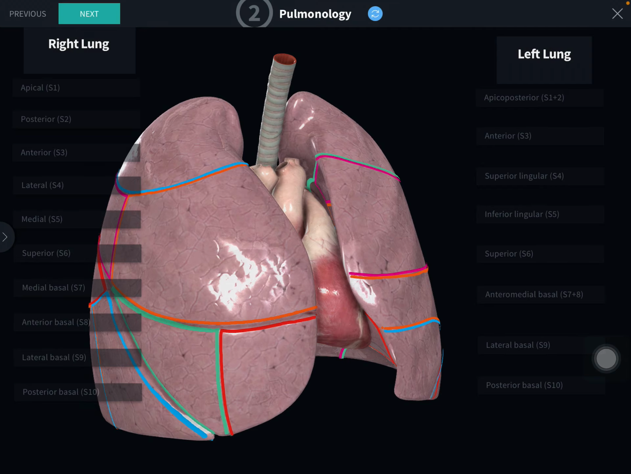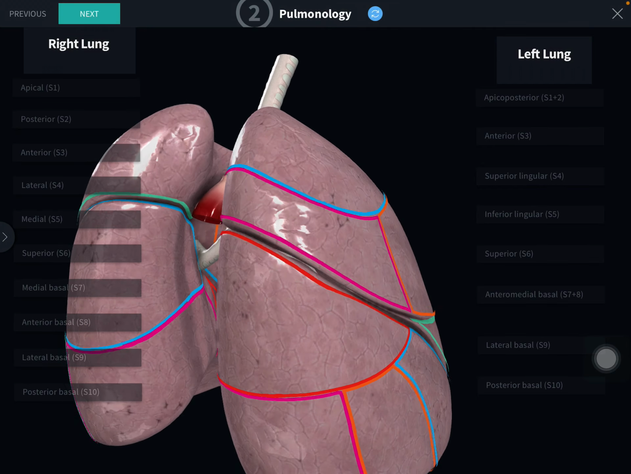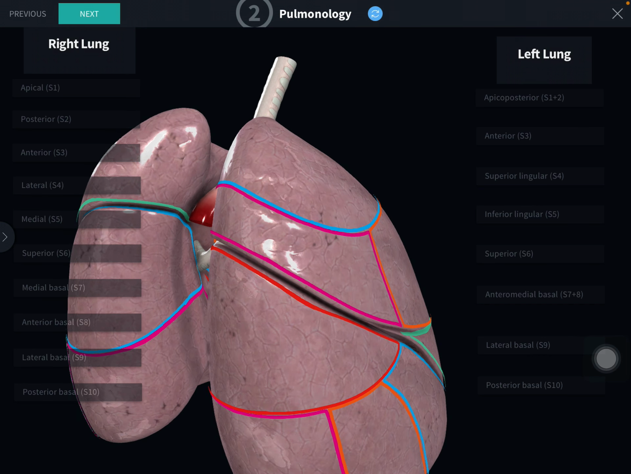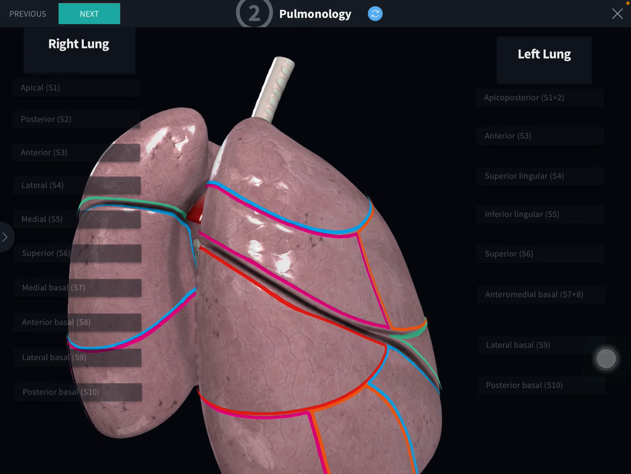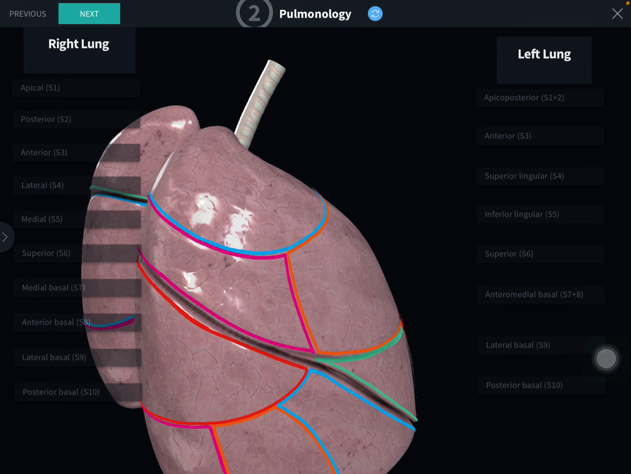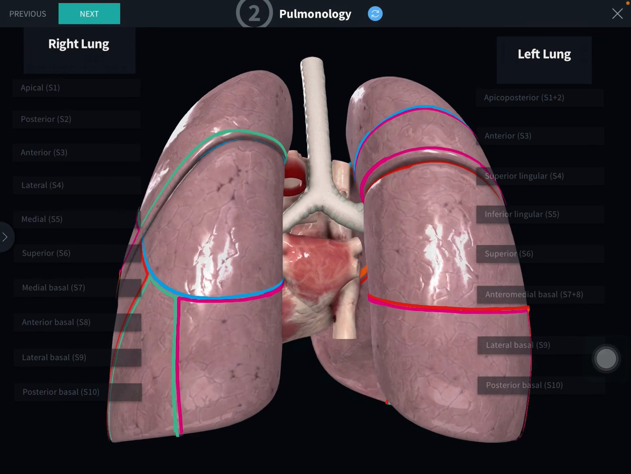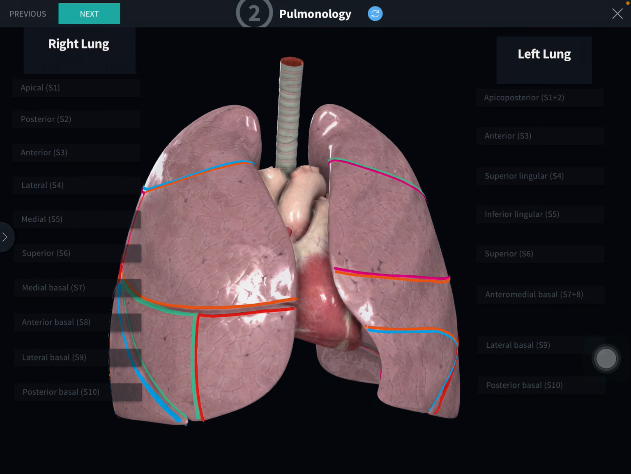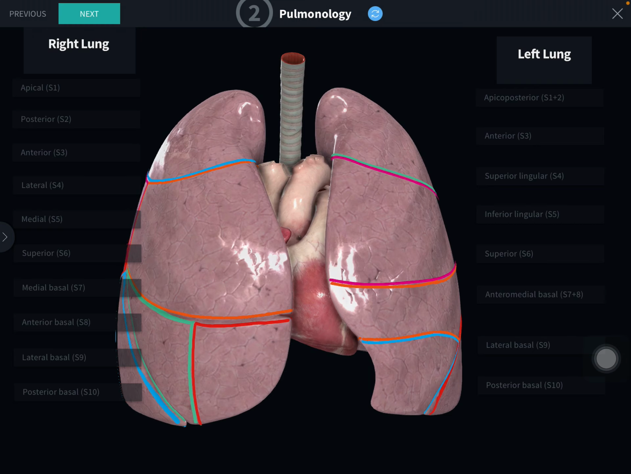The posterior segment of the right upper lobe is frequently the site of tuberculosis. The anterior segment of the upper lobe tends to be cancerous. So this is the knowledge of the infections and the drainage of the infected material. We should know about the bronchopulmonary segments in detail.